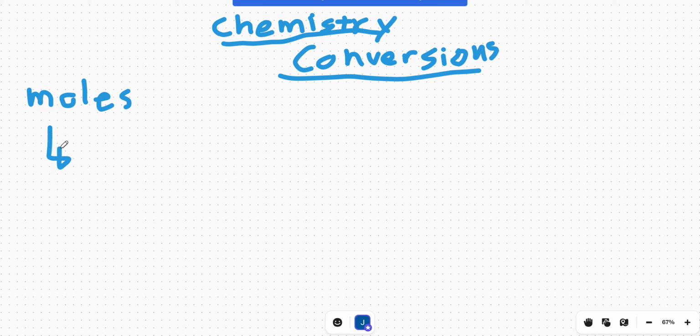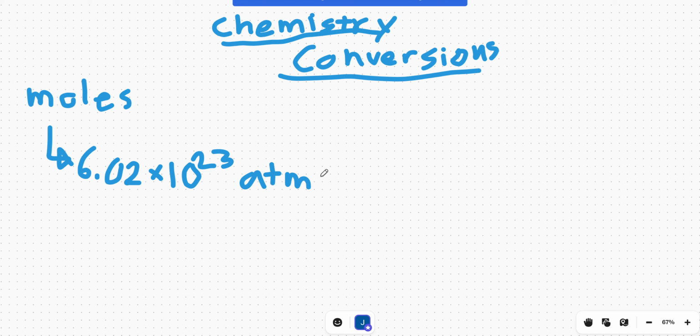Now, the standard unit that we typically use can be understood by using 6.02 times 10 to the 23rd atoms. This specific expression is used when we want to find how many atoms are in something. Typically, 6.02 times 10 to the 23rd atoms is equivalent to 1 mole.